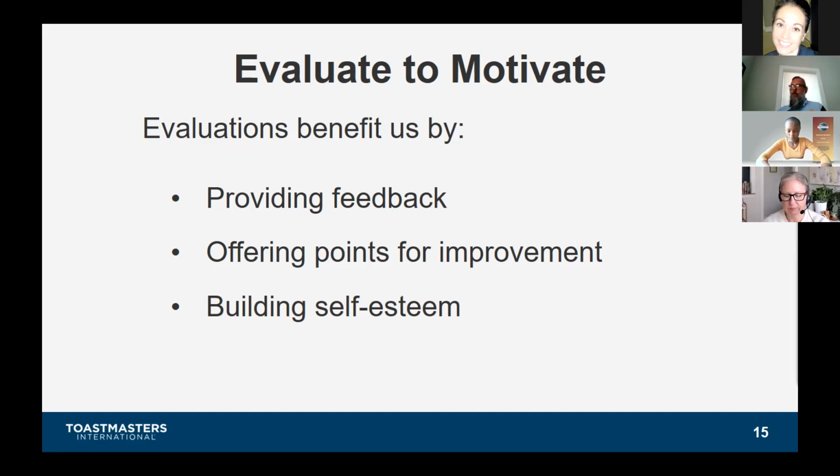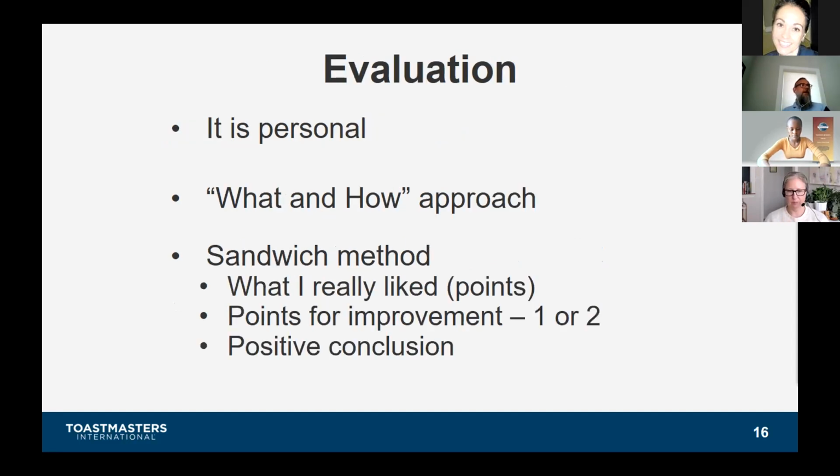We always need to offer a point of improvement. That's really, really important, and that's how we improve. And evaluation will help us build self-esteem and increase our confidence while speaking. And again, here it's a safe place where we can make our mistakes and improve our skills. Some tips here. It's personal, again, repeating, really important.